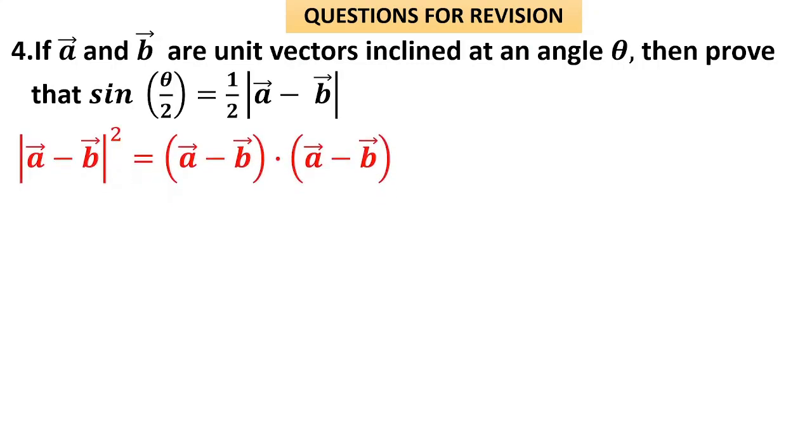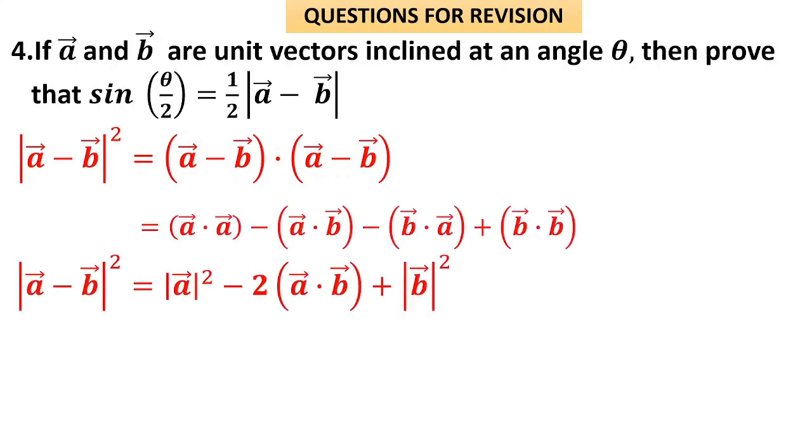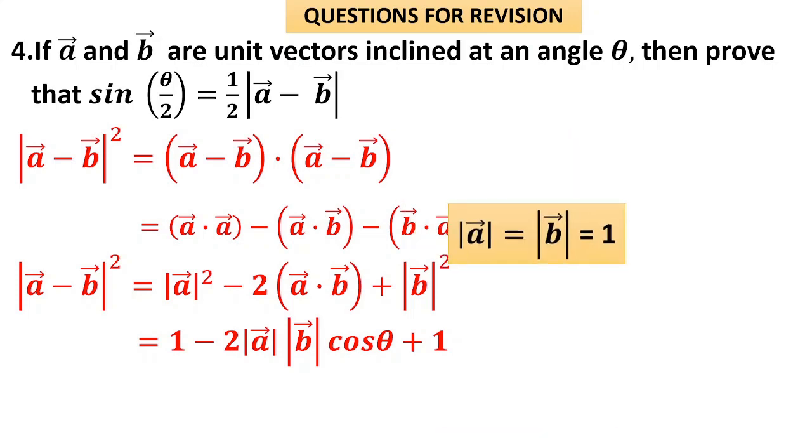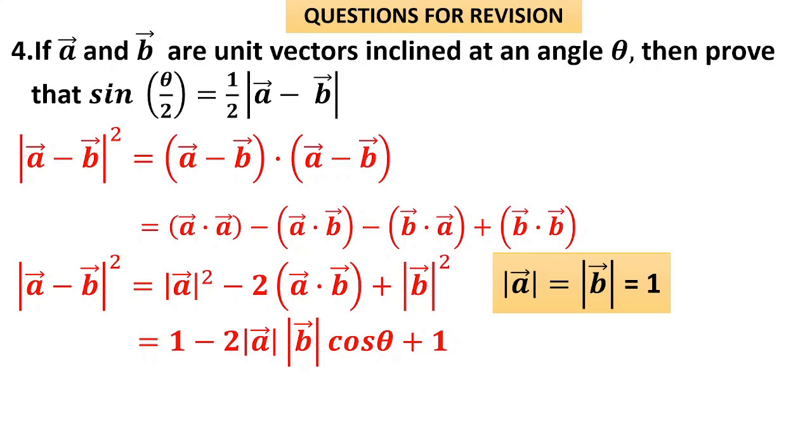As in the previous problem, it is A minus B dot A minus B. Expand it. You will get magnitude of A square minus twice A dot B plus magnitude of B square. Now on the right hand side, you know the definition of A dot B. What is the definition? Magnitude of A into magnitude of B into cos theta. But the magnitude of A and magnitude of B are 1. Why are they 1? It is given that they are unit vectors. Therefore, you will get 2 minus 2 cos theta for the right hand side.